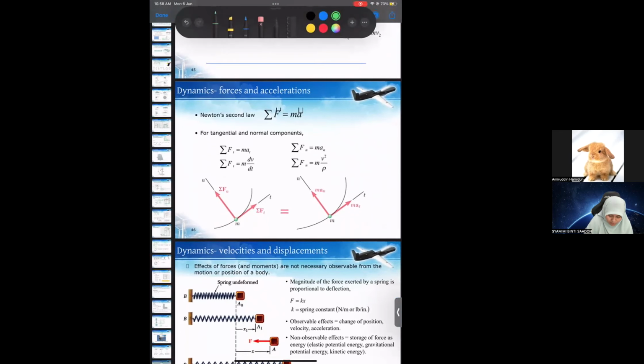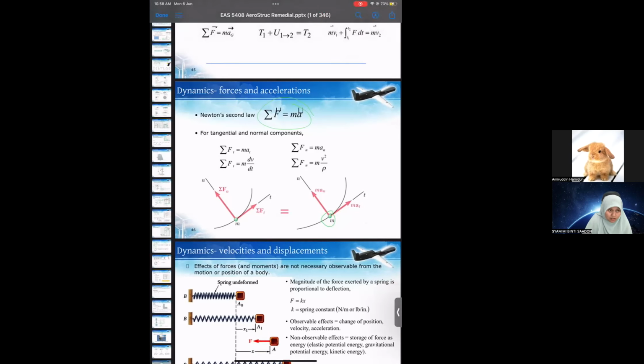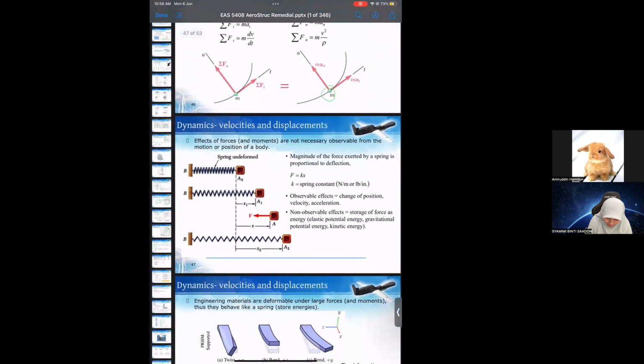The sum of the force equals MA. Newton's second law, right? Newton's second law can be used to calculate the sum of the force acting on a particle, especially when the particle is in movement. So we can calculate the thrust force, the weight, etc. Okay, so that is the effect of force.